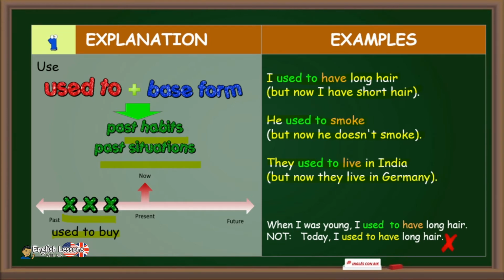Be careful. Used to always has a past meaning. There is no present tense form. When I was young, I used to have long hair. I cannot say, today I used to have long hair.